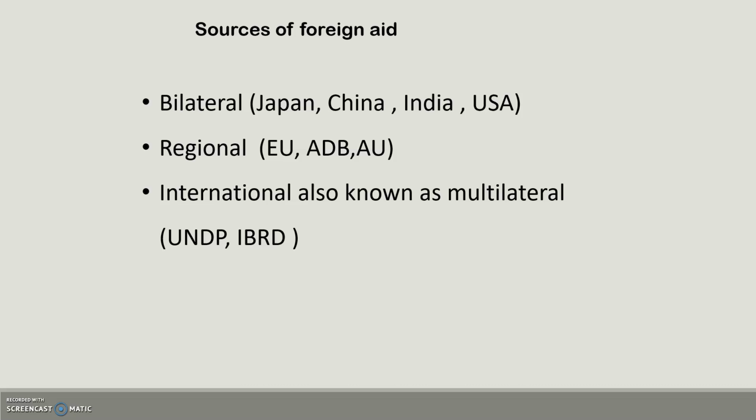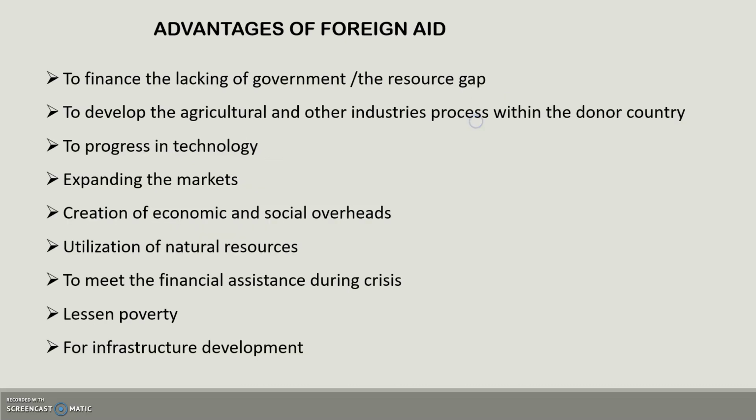Regional, like the European Union, African Union, Asian Development Bank, and international, the multilateral, from the International Bank for Reconstruction and Development, IBRD, UNDP, and from there you can get aid.